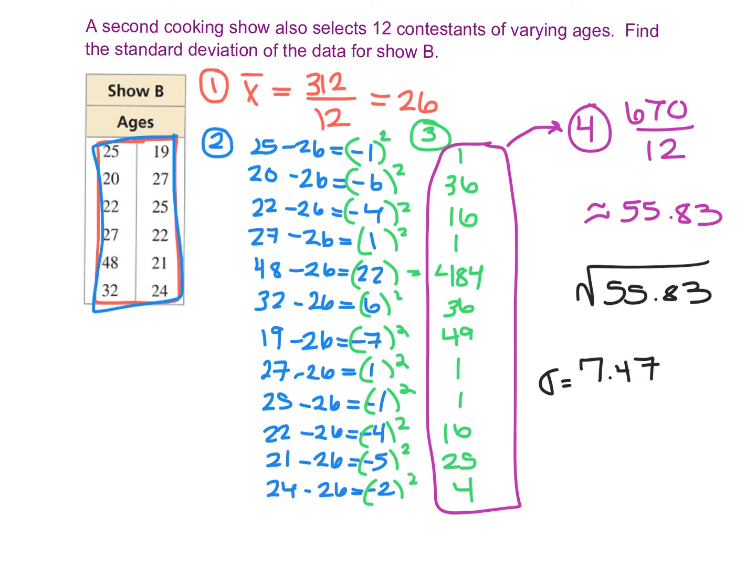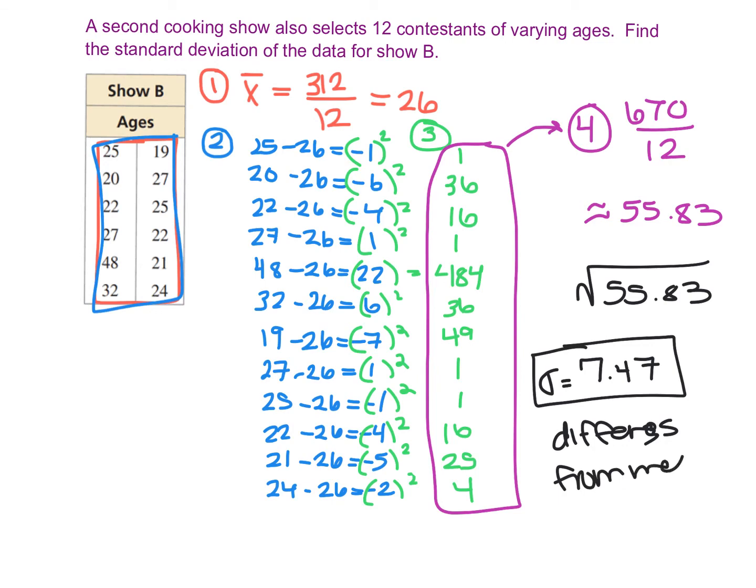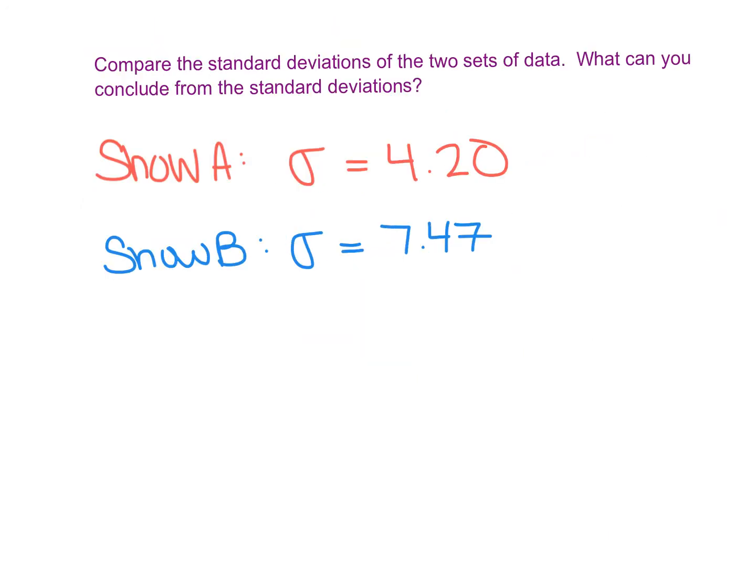7.47. So what this is telling me is that the average age of a contestant on my show differs from the mean by about 7.47 years. So the average age differs from the mean by 7.47 years on average. So finally, let's compare our two standard deviations.